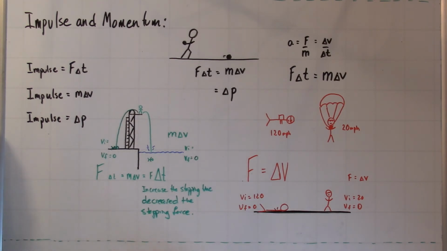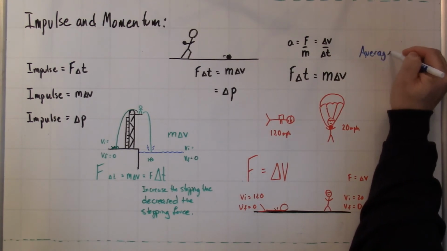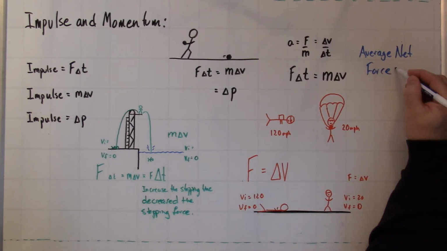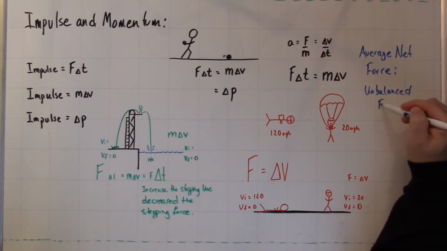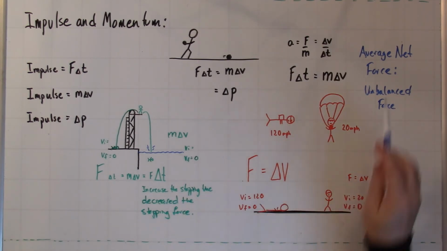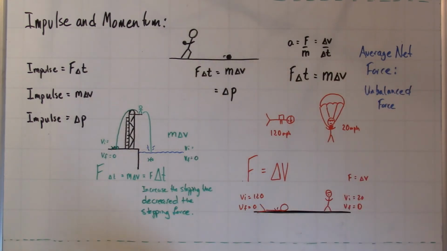One other thing that I want to mention is that this force that we're implying, this force here, they call it the average net force. And basically the average net force is the unbalanced force on the object. If there's only one force, then it's that force. And we're going to imply that our force never changes. It's a constant force, so we don't need an average. But if this force were changing, we'd have to take the average force. But we don't need that here.